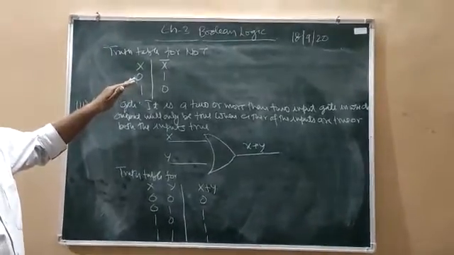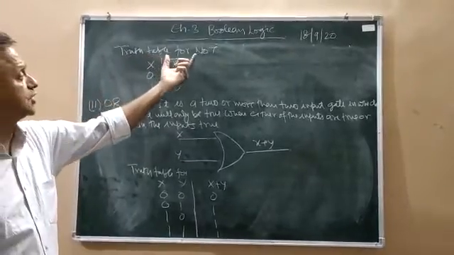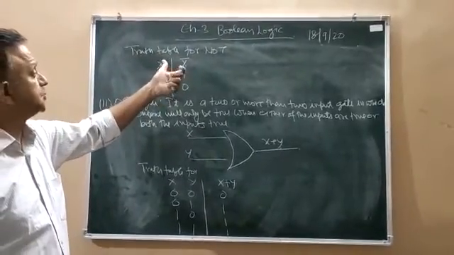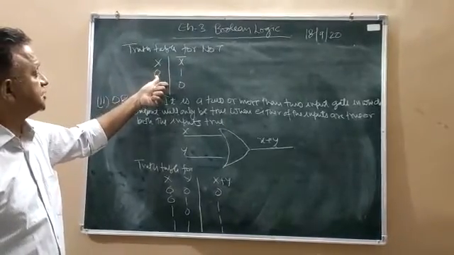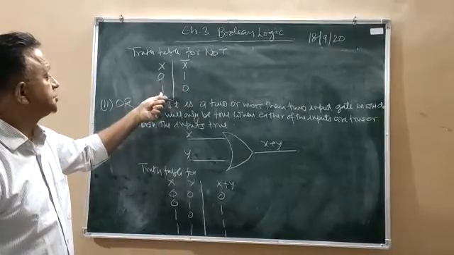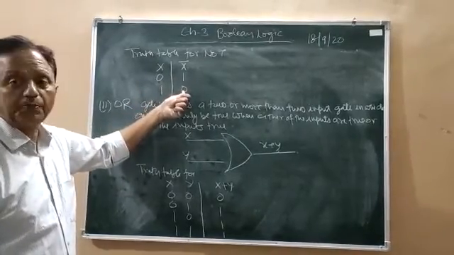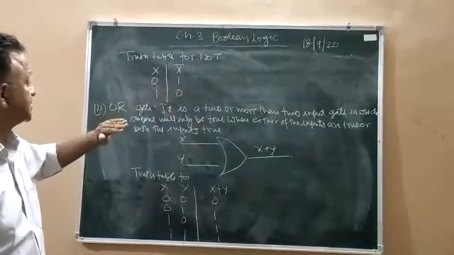In this video we are taking the example for truth table for NOT. So it is a single input gate, so X is your single input. If it is 0, then X complement would be 1. If input is 1, then the X complement would be 0. So this is the truth table for NOT gate.